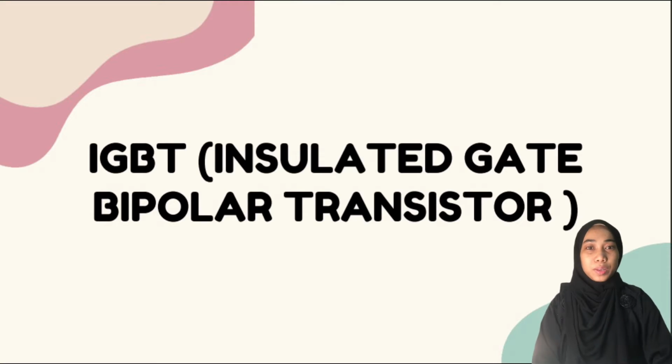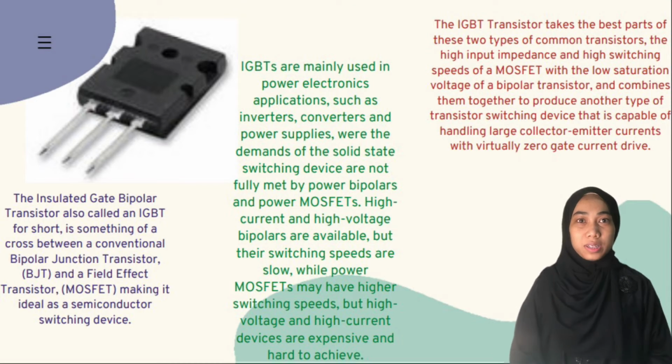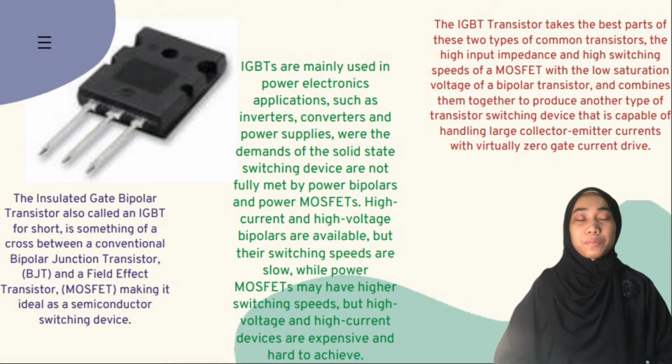For the second topic, we will continue with IGBT, which is insulated gate bipolar transistor. The insulated gate bipolar transistor, also called an IGBT for short, is something of a cross between a conventional bipolar junction transistor and a field effect transistor, making it ideal as a semiconductor switching device. IGBTs are mainly used in power electronics applications such as inverters, converters and power supplies, where the demands of the solid-state switching device are not fully met by power bipolar and power MOSFET.